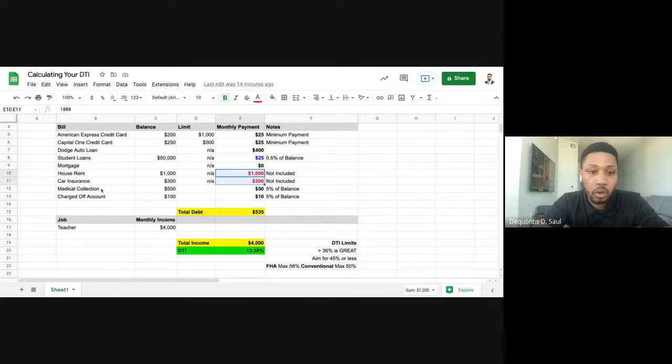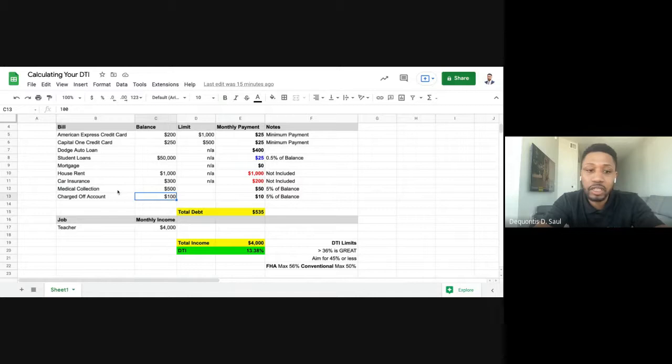I also want to mention that I put a medical collection and this charged off account here. This one is 500 and this one is 100. I put these here because you can still get approved for a mortgage if you have small collection accounts on your credit report. If you just pay off a few of them, and you have less than about $2,000 total derogatory balance, then you can still get approved for a mortgage loan as long as you fit within the DTI.